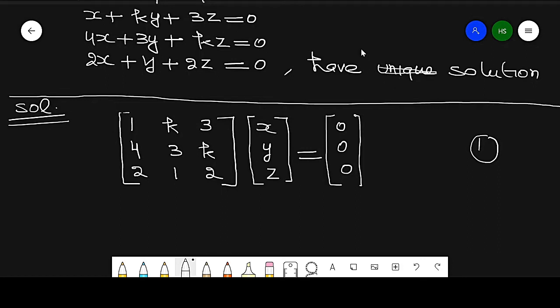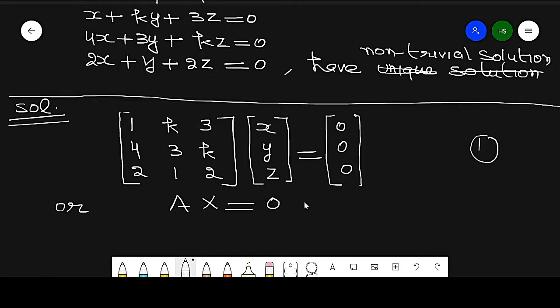So the statement is this has non-trivial solution, not a unique solution. So my aim is to find the value of k if it has non-trivial solution. Now the system of equations has non-trivial solution if determinant of A is 0. So what is this? It is AX equal to the 0 matrix.